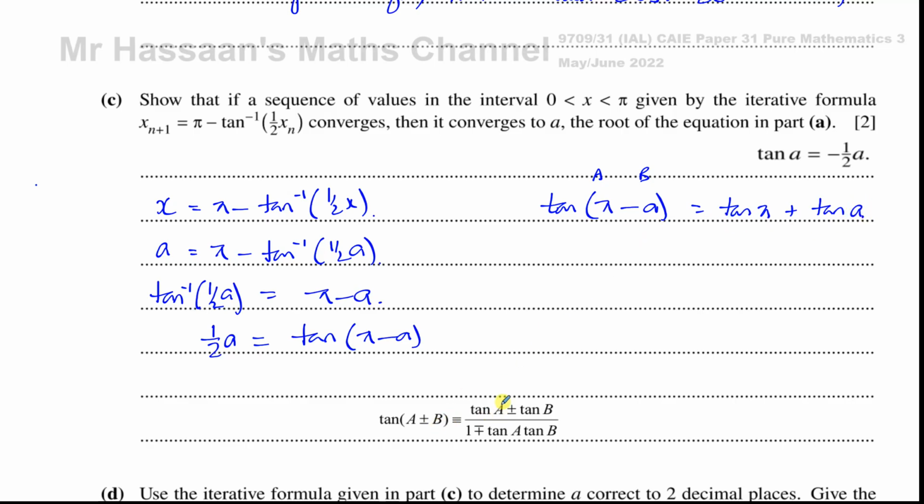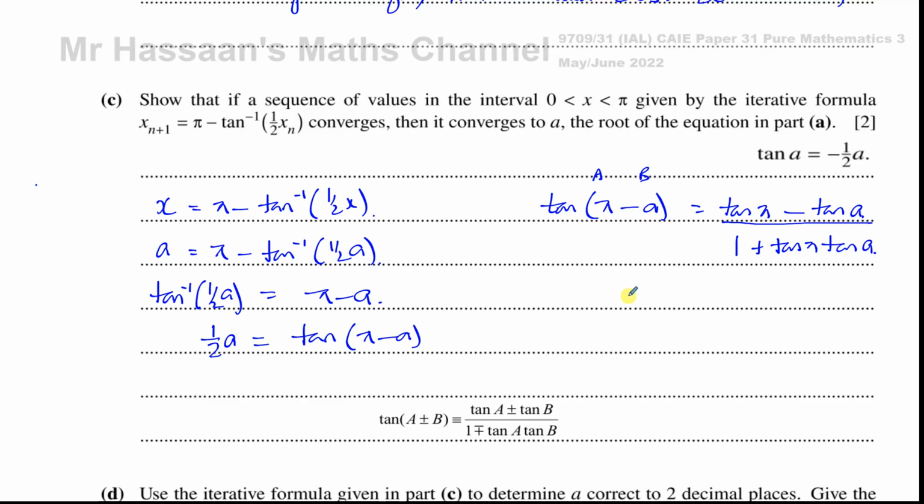In fact, I've got to use a minus here, sorry. The other way around. If that's a minus, that should be a minus. So that should be tan of theta minus tan of a over, and then we have 1. And if that's a minus, that's a plus, plus the tan of theta times the tan of a.